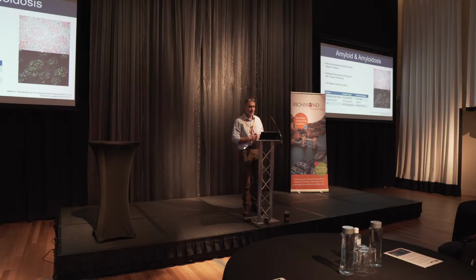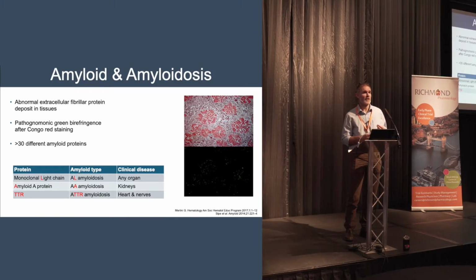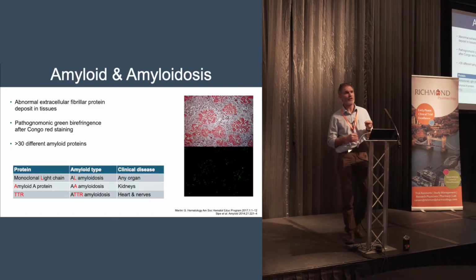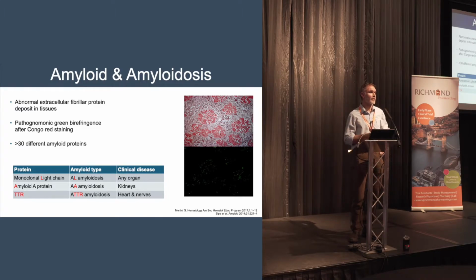My disclosures. So just to start off, amyloid is a misfolded fibrillar protein deposit in the tissues, which is characterized by pathognomonic green birefringence when you stain that tissue with Congo red, the dye Congo red, and view it under cross-polarized light.